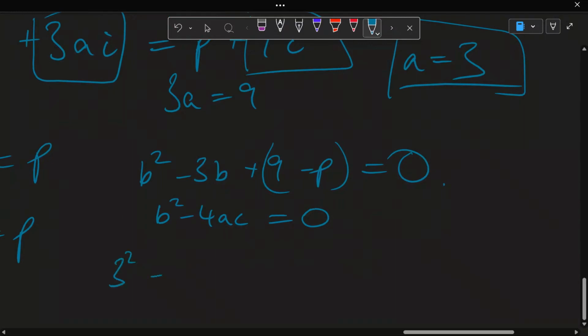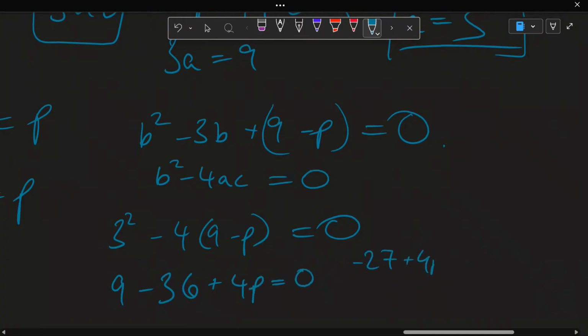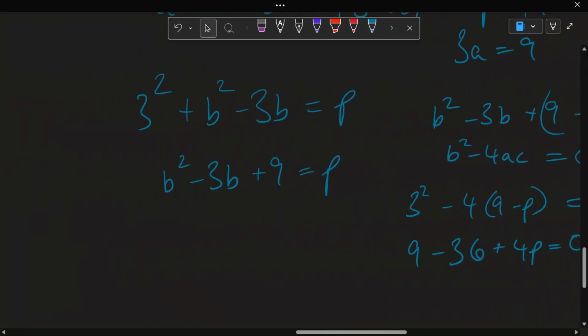So 3 squared minus 4 times (9 minus p), fine, equals 0. 9 minus 36 plus 4p equals 0. Minus 27 plus 4p equals 0. 4p equals 27. p equals 27 over 4. That's fine, but that's not our answer.